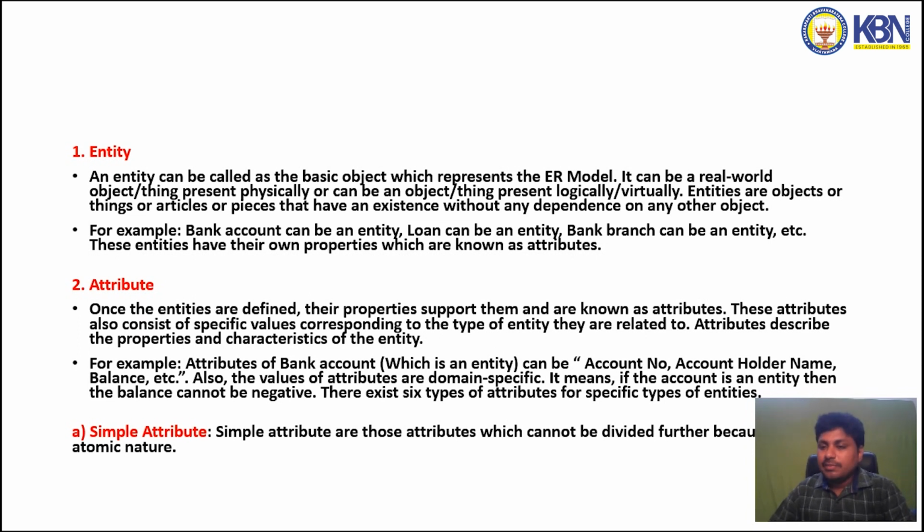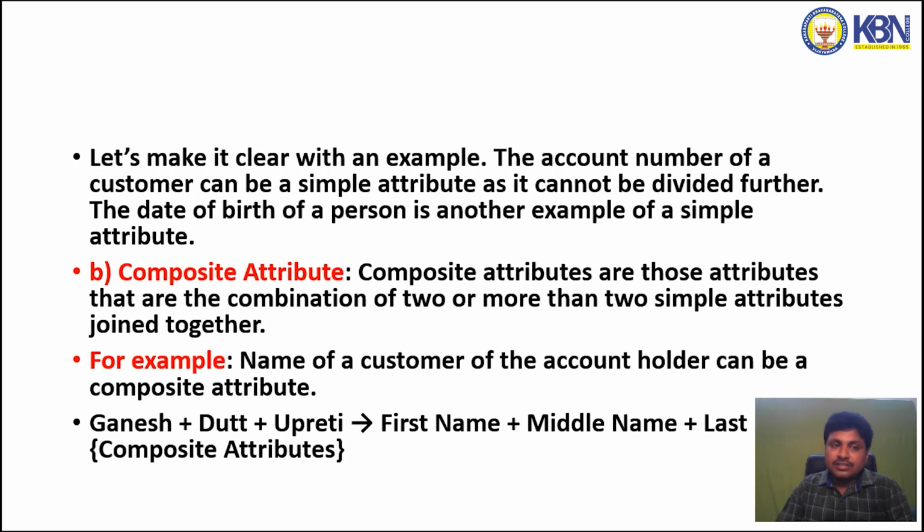Let me start with the simple attribute. What is meant by a simple attribute? A simple attribute is one that cannot be divided further because it is atomic in nature. Take the example of banking. A customer has an account in a particular bank, and each customer has an account number and account name. The account number is an attribute that cannot be divided further because it is unique.